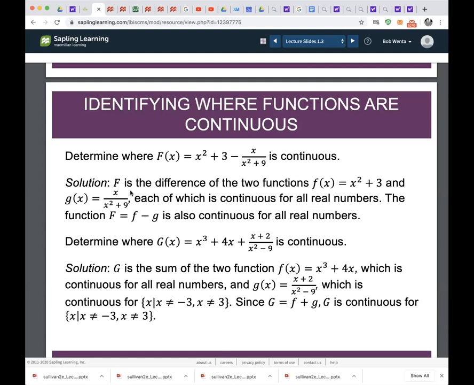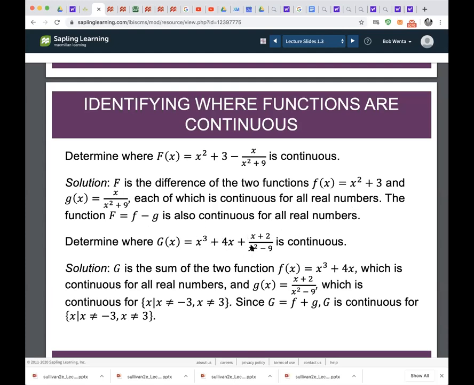So the answer they're coming up with, notice how they define this. F is the difference of two functions. They call this the first function, these two together, and then this they put as a separate function. It's continuous everywhere here, therefore f minus g is also continuous for all real numbers. Now come down to this one.